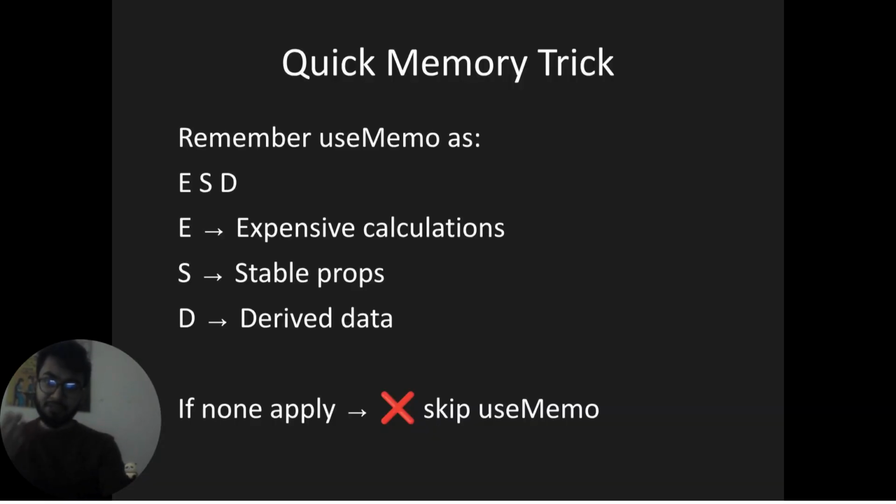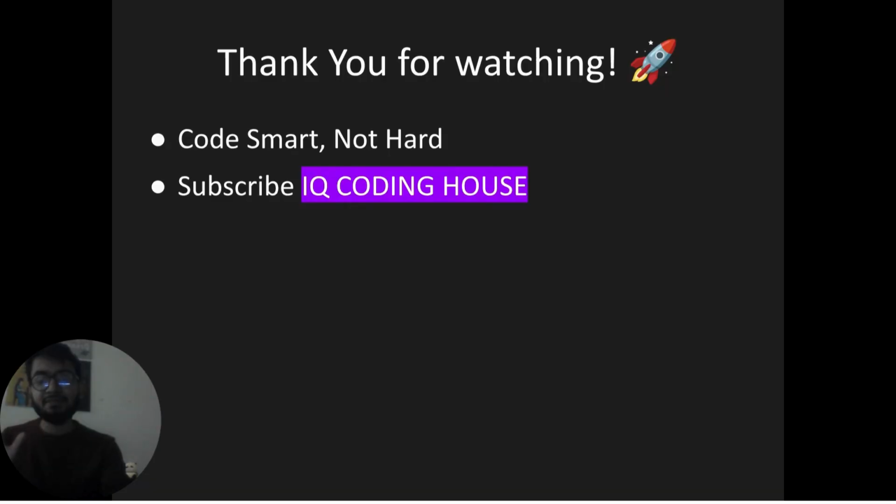Well, there is a quick memory trick to remember useMemo: ESD. E for expensive calculation, S for stable props, and D for derived data. If none apply, then you can skip useMemo.